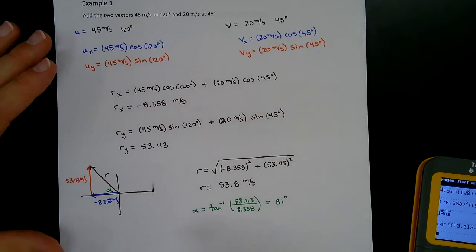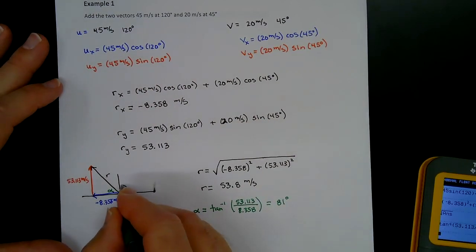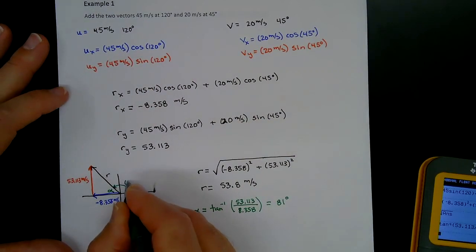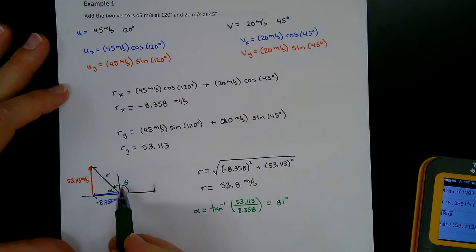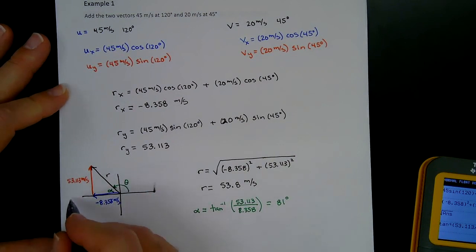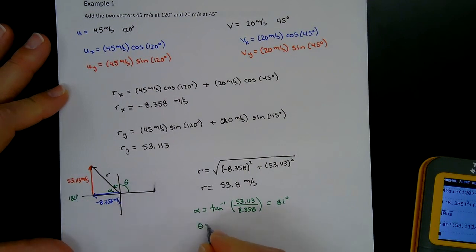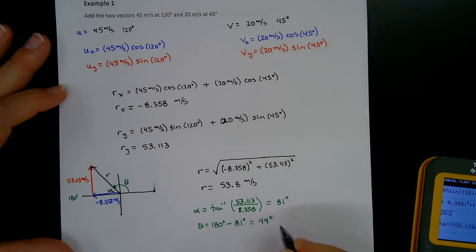Okay, so I need to get this angle that I'm rotating around, right? Which is my theta, okay? And so what I need to do is go all the way to 180 degrees here and then back up the 81 degrees. So my theta is 180 degrees minus 81 degrees, right? And that would give you 99 degrees, okay?